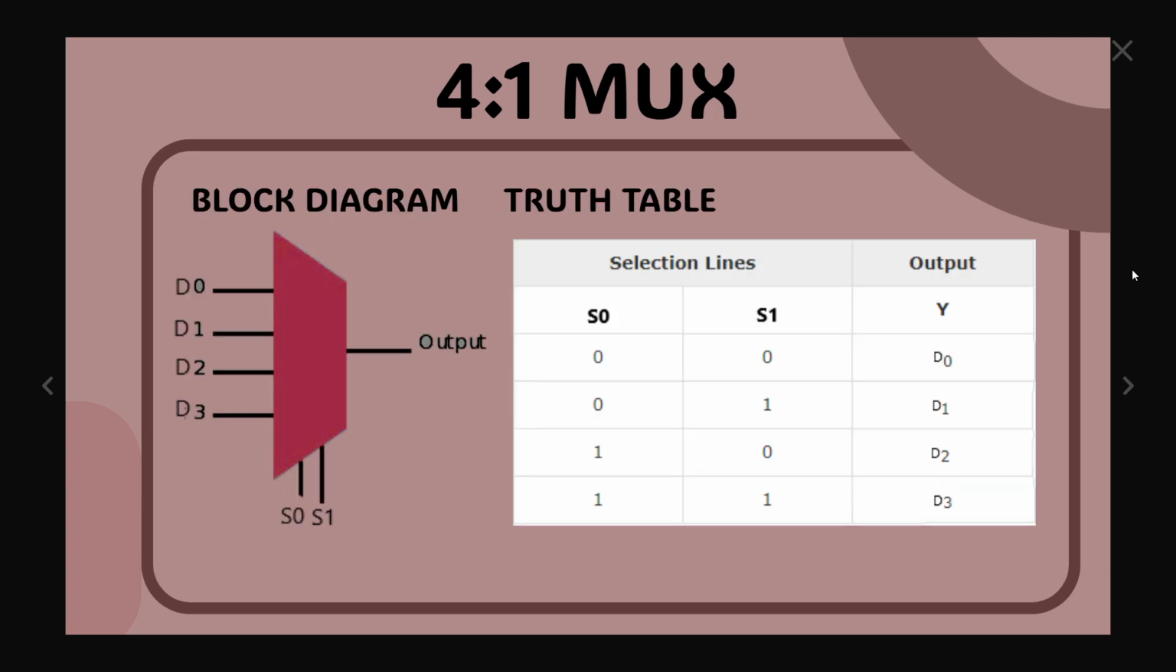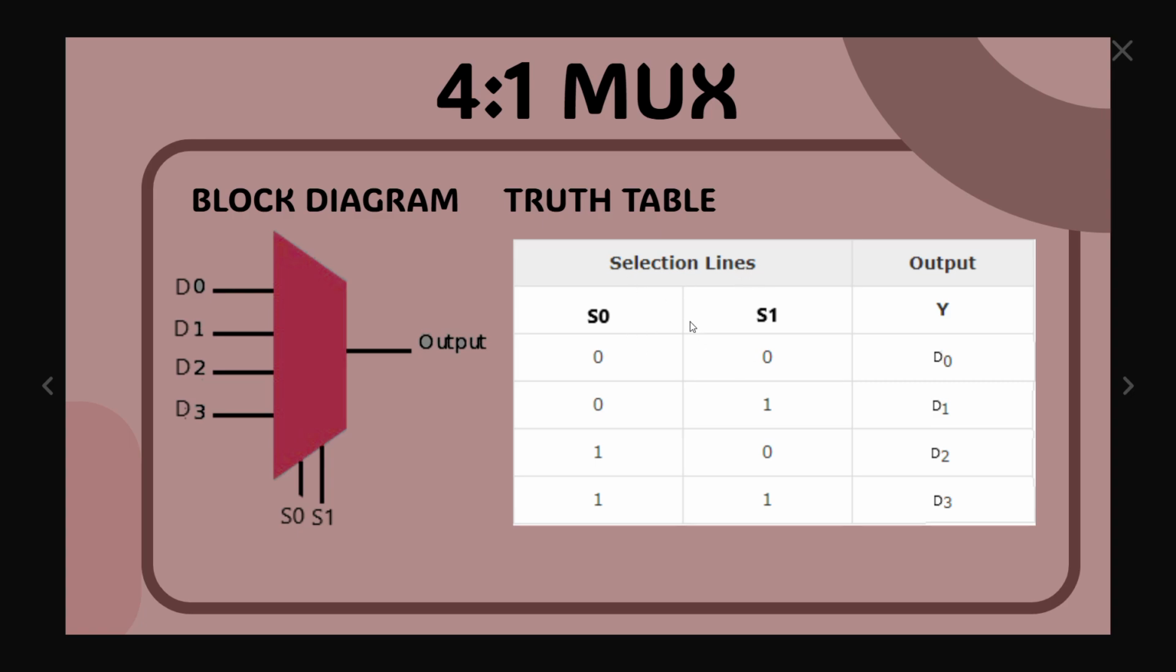So these are the two diagrams: the block diagram and the truth table. In the block diagram, as we have discussed earlier, there are four inputs to the 4:1 MUX. We have taken D0, D1, D2, D3 as four inputs. There are two select lines, S0 and S1, and there is one output.